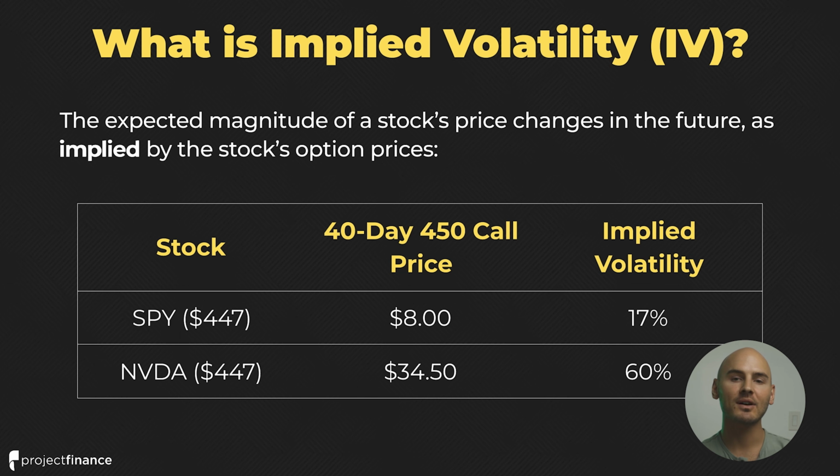Now, when I pulled the implied volatility numbers from SPY and Nvidia, I saw that SPY's implied volatility was 17%, and Nvidia's implied volatility was 60%. Now, the big lesson here is just to see that from the way more expensive Nvidia option price, the implied volatility of Nvidia is much higher. And what this means very simply is that Nvidia's way higher option prices are suggesting to us that Nvidia's stock price is way more volatile than the shares of SPY.